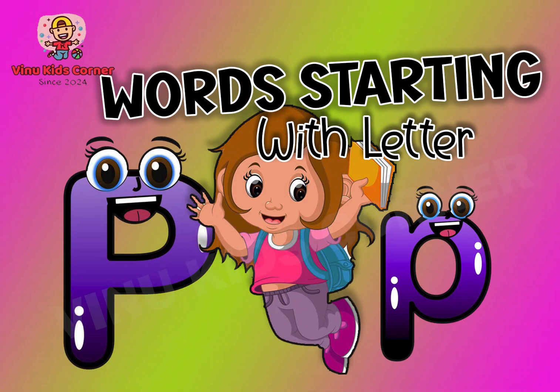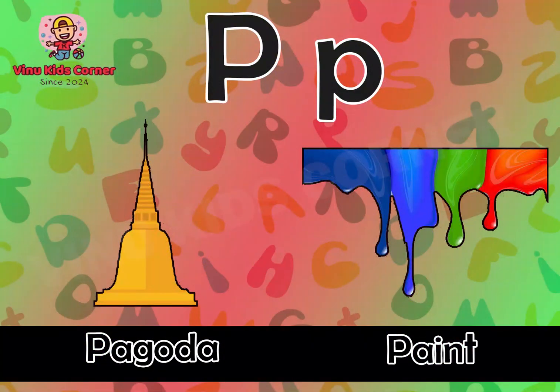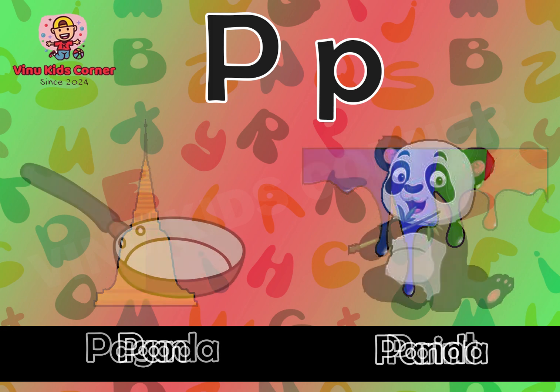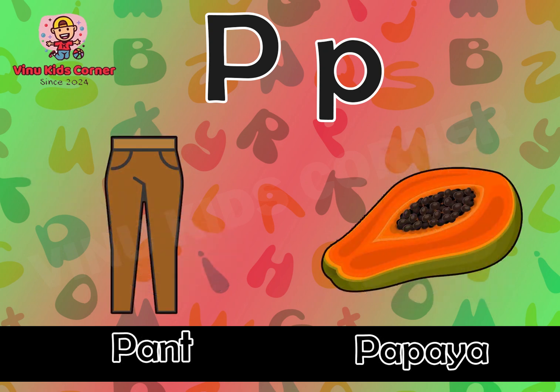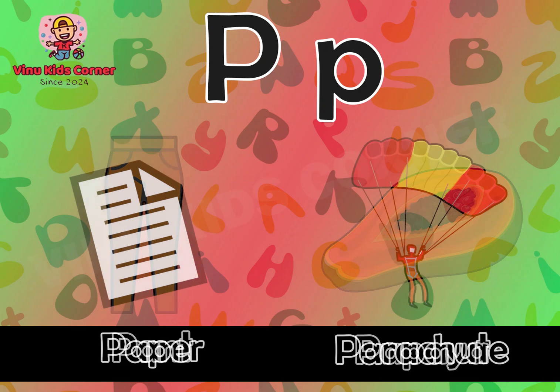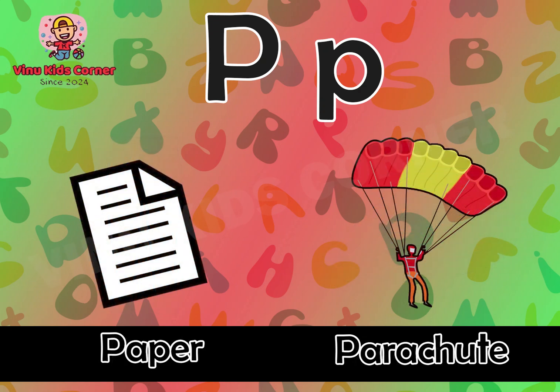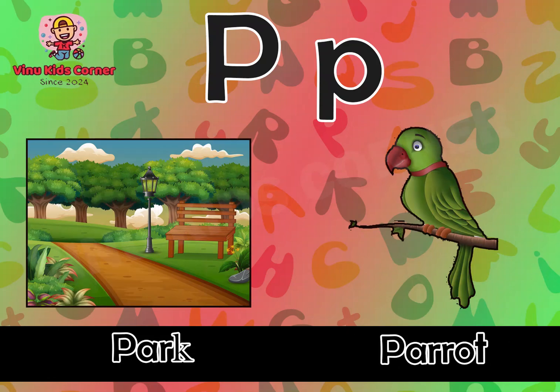Shall we learn words starting with letter P? P is for pagoda. P is for paint. P is for pant. P is for panda. P is for papaya. P is for paper. P is for parachute. P is for park. P is for parrot.